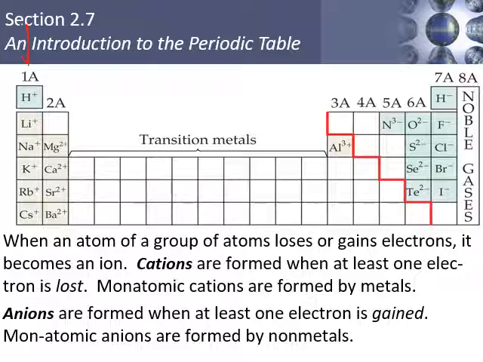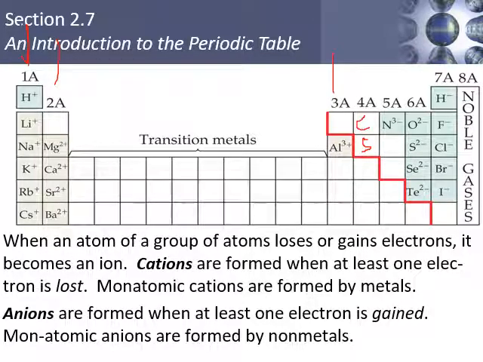The second column, it's easier for it to lose 2. The third column, it's easier to lose 3, and that's basically aluminum. The fourth column, we don't have it in here because it can go either way. And that's something like carbon or sulfur below it.